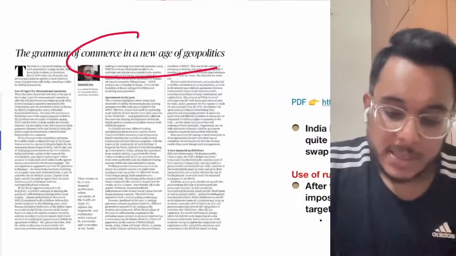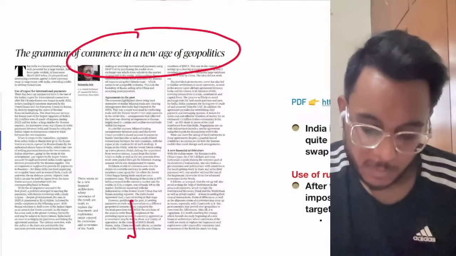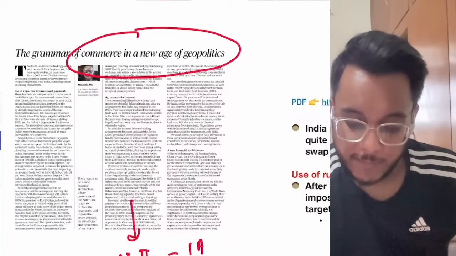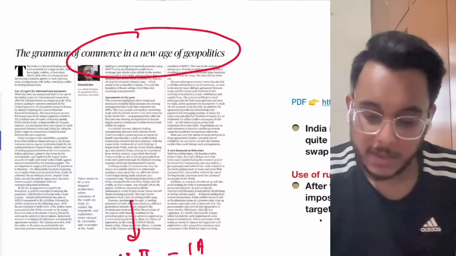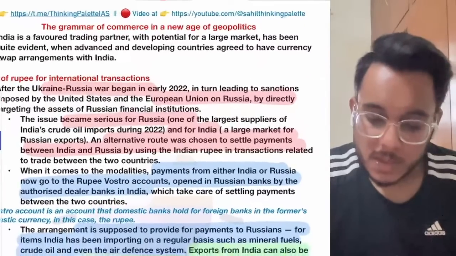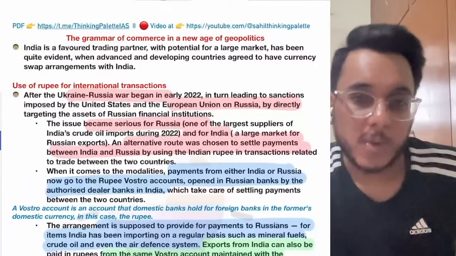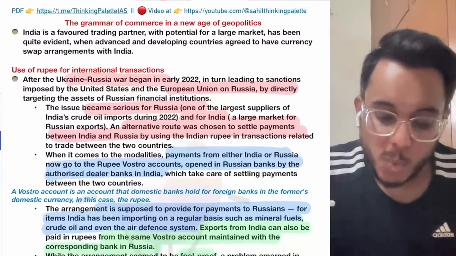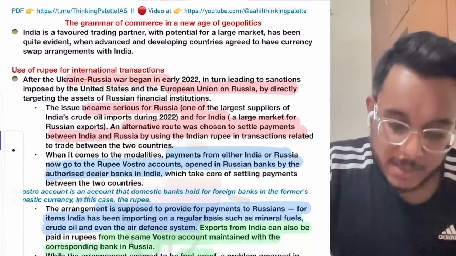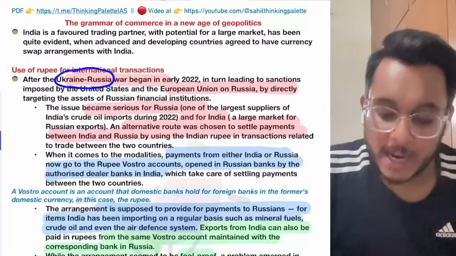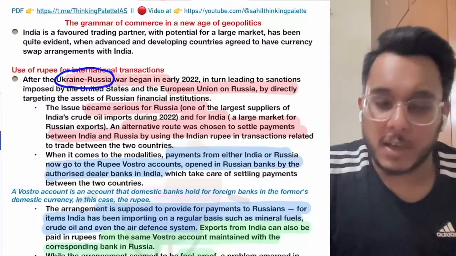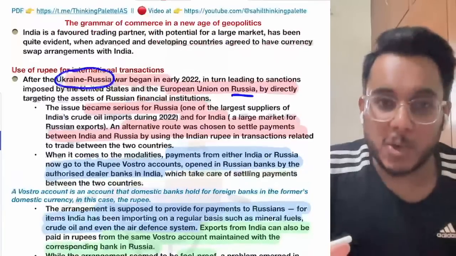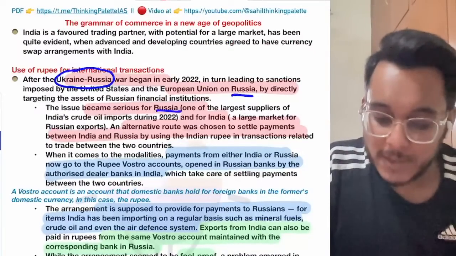The grammar of commerce in the new age of geopolitics. Now, this particular article, guys, we will see with respect to GS Paper 2, International Affairs, India-Russia. This article is talking about the India-Russia trade in the last 2 years. Basically, you already know that the Ukraine-Russia war started, and after this, a lot of countries of the West, particularly the USA, imposed sanctions on Russia. And that sanction impacted Russia as well as India.